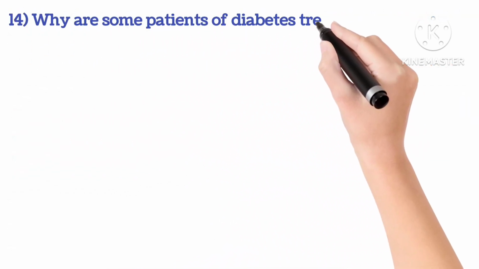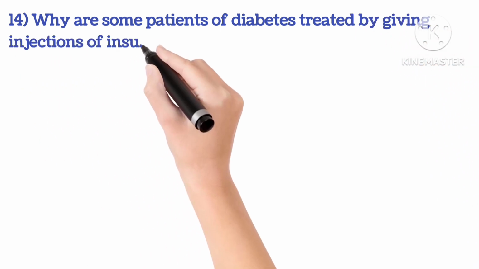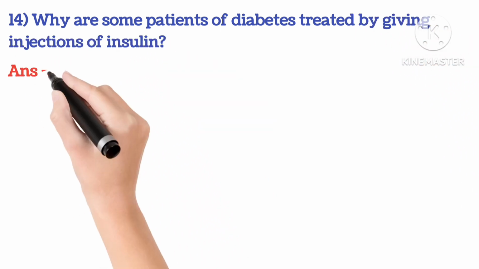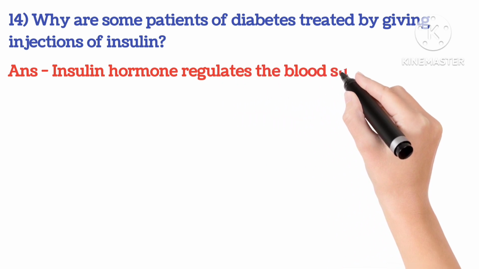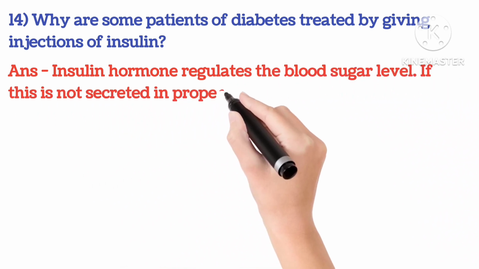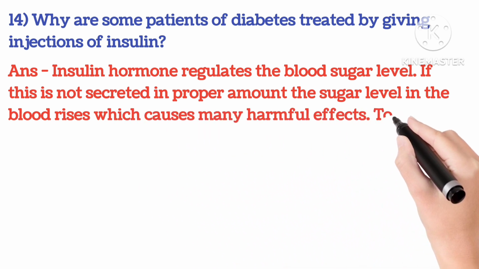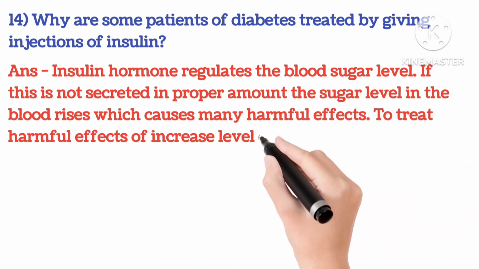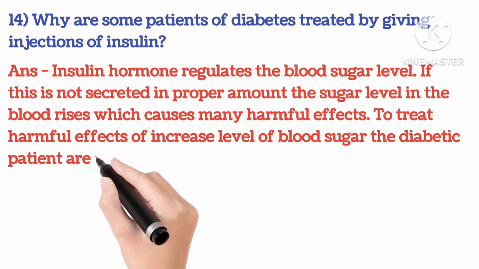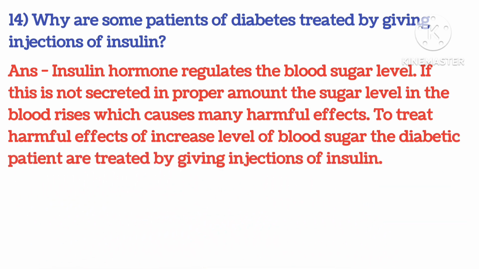14th, why are some patients of diabetes treated by giving injections of insulin? Insulin hormone regulates the blood sugar level. If this is not secreted in proper amount, the sugar level in the blood rises, which causes many harmful effects. To treat the harmful effects of increased blood sugar level, the diabetic patient is treated by giving injection of insulin.